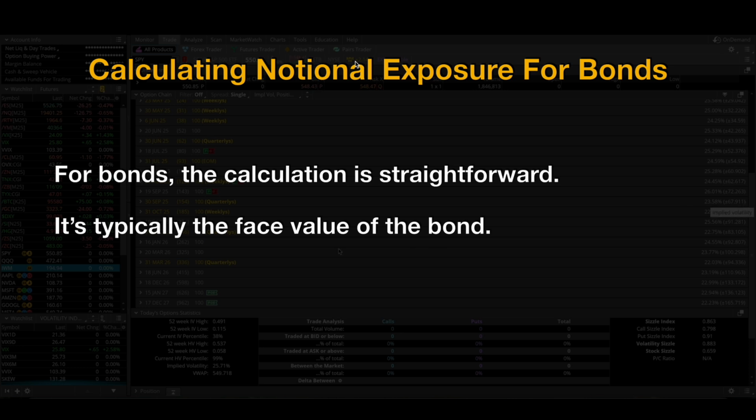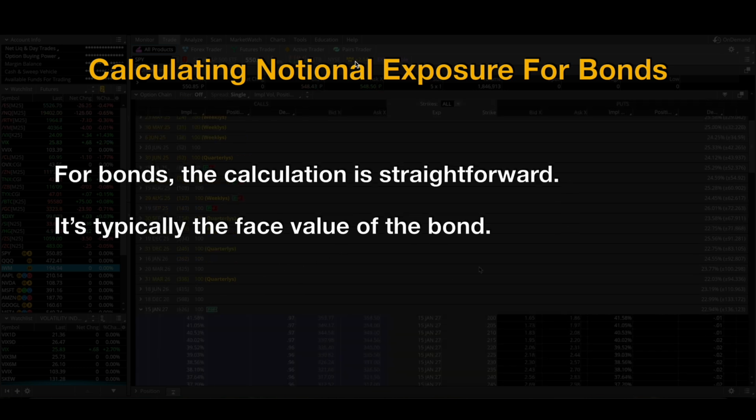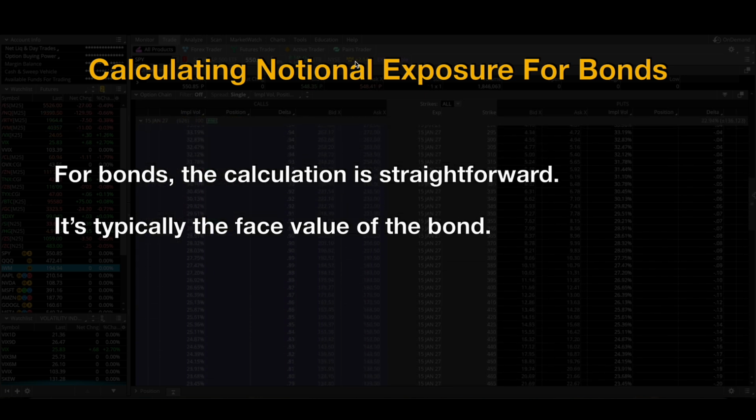Now let's talk about calculating notional exposure for bonds. For bonds, the calculation is also straightforward. It's typically the face value of the bond at maturity.